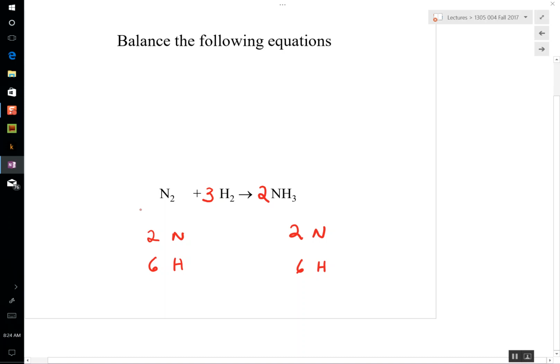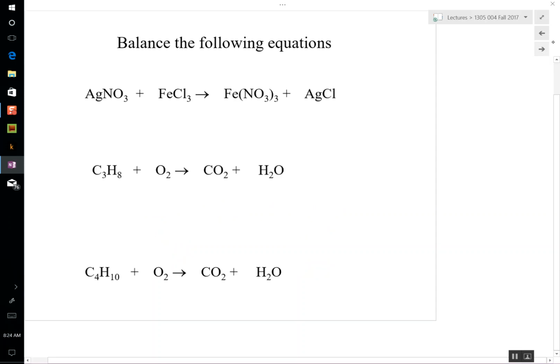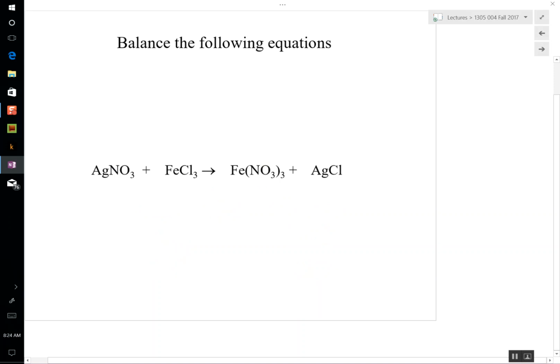And what that's really saying is that 1 mole of this reacts with 3 moles of hydrogen to produce 2 moles of ammonia. That's what that reaction is all about. I'll come back to that other one in a minute here. Okay, let's do it right now. Let's look at this one.